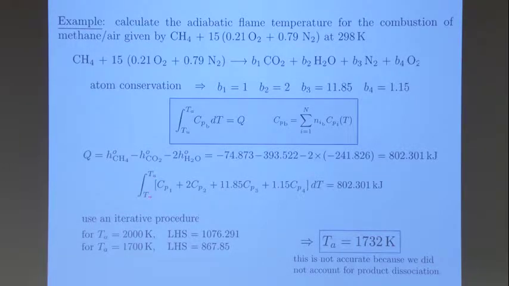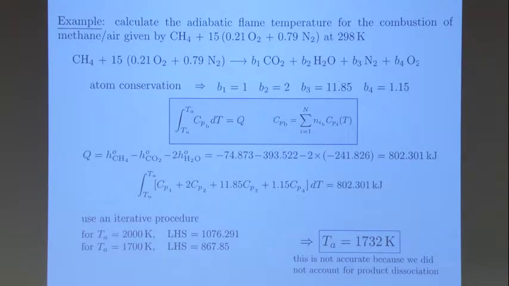So we need the integral from the unburned to the adiabatic temperature of the different CP multiplied by the stoichiometric coefficients to be equal to this quantity, in order to satisfy this relation, okay? And so if you choose, for example, 2000 K, the left-hand side is a little higher than the right-hand side. So you have to lower the temperature a little bit. If you choose 1700, you're still a little higher. And so it turned out that 1732 is the value.